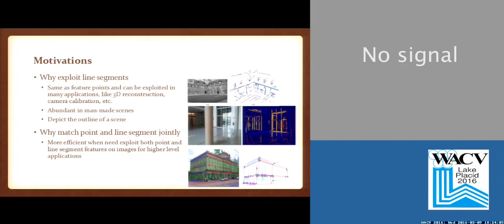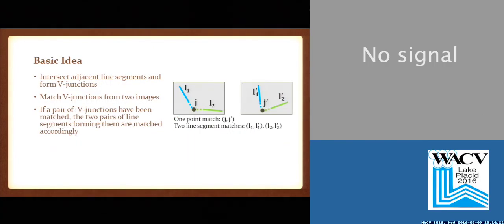The proposed method can obtain point and line segment matches jointly, and thus benefit applications which need to explore both point and line segment on images. The basic idea of our method is that we first intersect the adjacent line segments and form V junctions, and then match V junctions from two images.